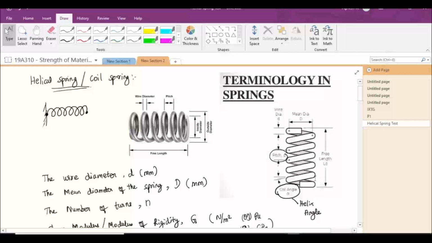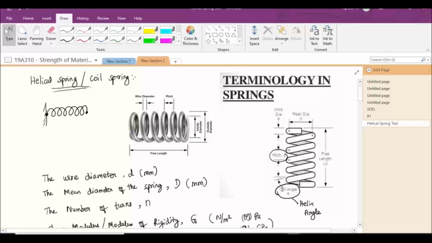Pitch is nothing but the gap, or the distance, between two successive coils or two successive turns. The first turn to the second turn, that gap is the pitch distance. So the pitch distance is nothing but the gap plus the wire diameter.